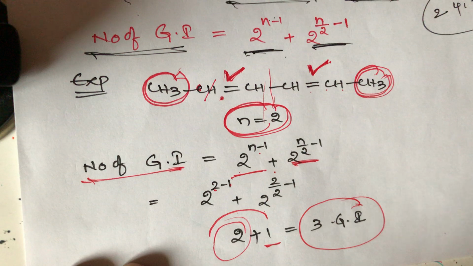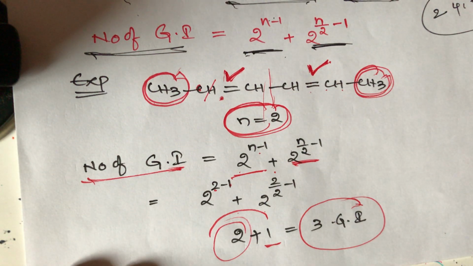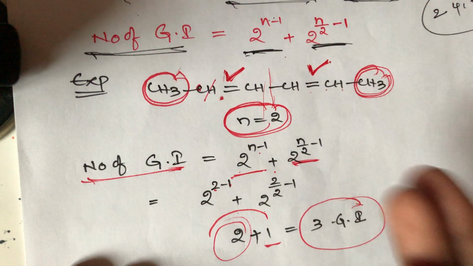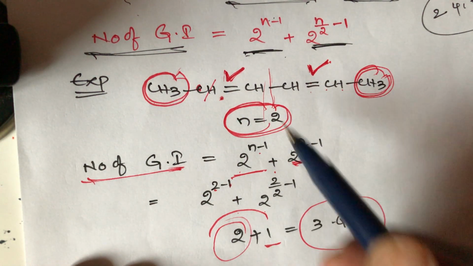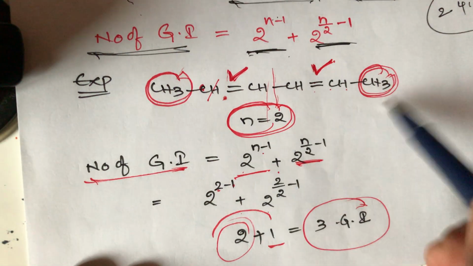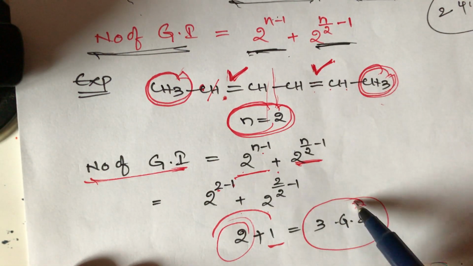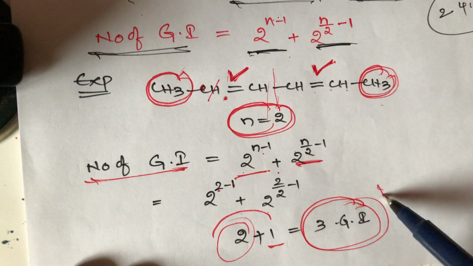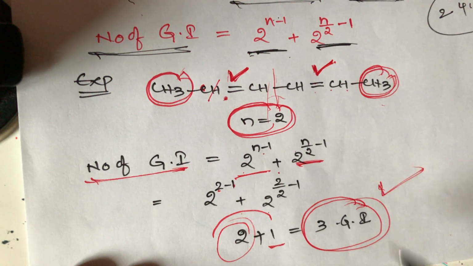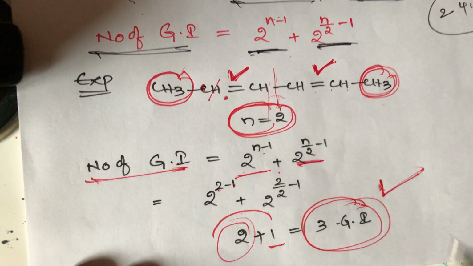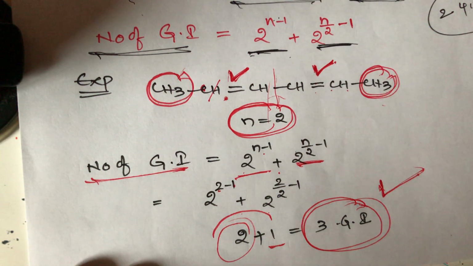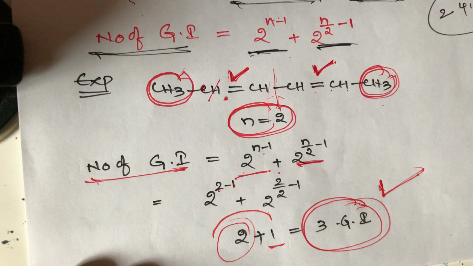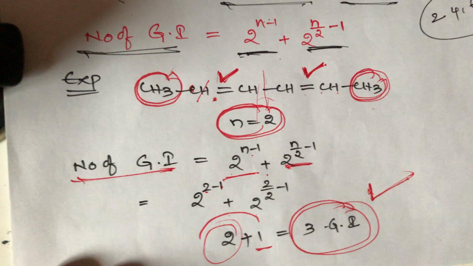So in this compound, 3 geometrical isomers are possible. So an even number compound will show geometrical isomers. Here the total number of geometrical isomers in the given compound is three. Three geometrical isomers are possible. So it is very important. This is very important for NEET and JEE and other competitive exams also.